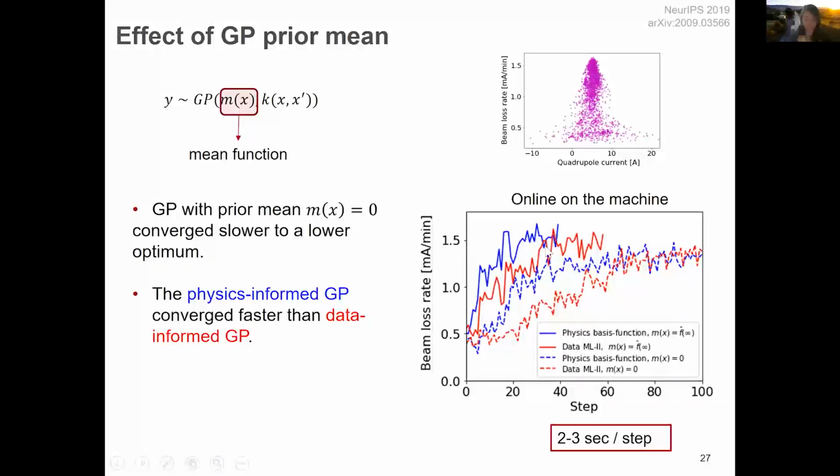And for 0 prior mean or non-zero prior mean, the physics-informed GP converges faster than the data-informed GP, as you can see here for each method. So this is the effect of the prior mean.